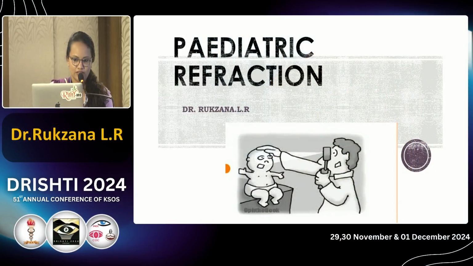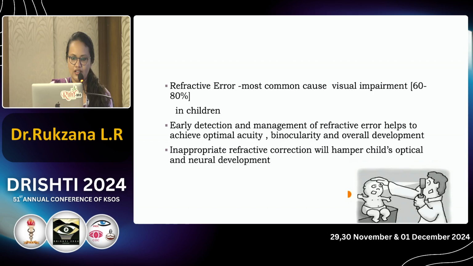Good morning to all. Today I will be talking on pediatric refraction. As we all know, refractive error is the most common cause of visual impairment in 60 to 80% of children. Early detection and management of refractive error helps to achieve optimal acuity, binocularity, and overall development of the child. Inappropriate refractive correction will hamper the child's optical and neural development.